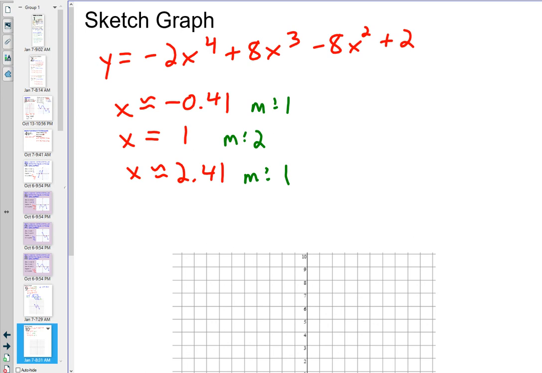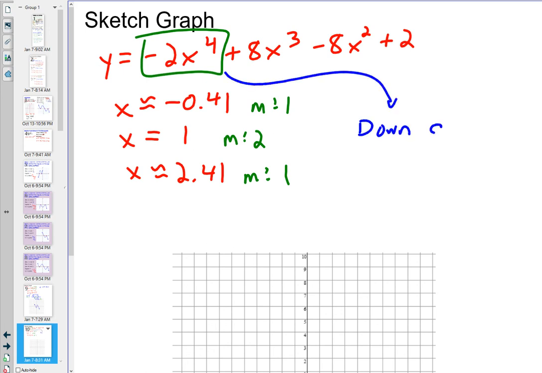But what you are expected to know how to do, now that you have this information, combined with what we learned today, what's the end behavior going to be here? It is very good. Because this is negative and even, it's going to be down and down. That should be enough for you to graph it on your own, at least a sketch.